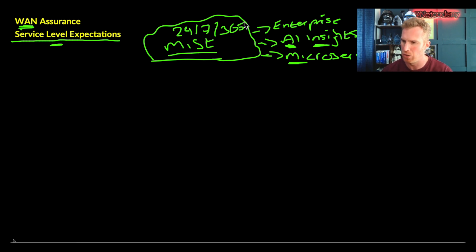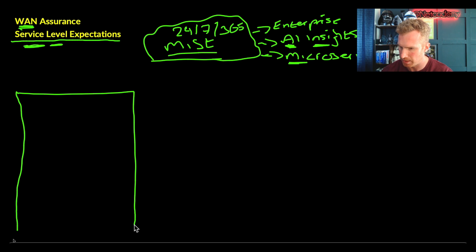But let's bring it back to these service level expectations. So you've got Mist. Mist is just up there in the cloud. And then you've got your enterprise network. So I'm just going to draw right here a box to represent that enterprise network. So just call it Enterprise A, for example. Doesn't matter.